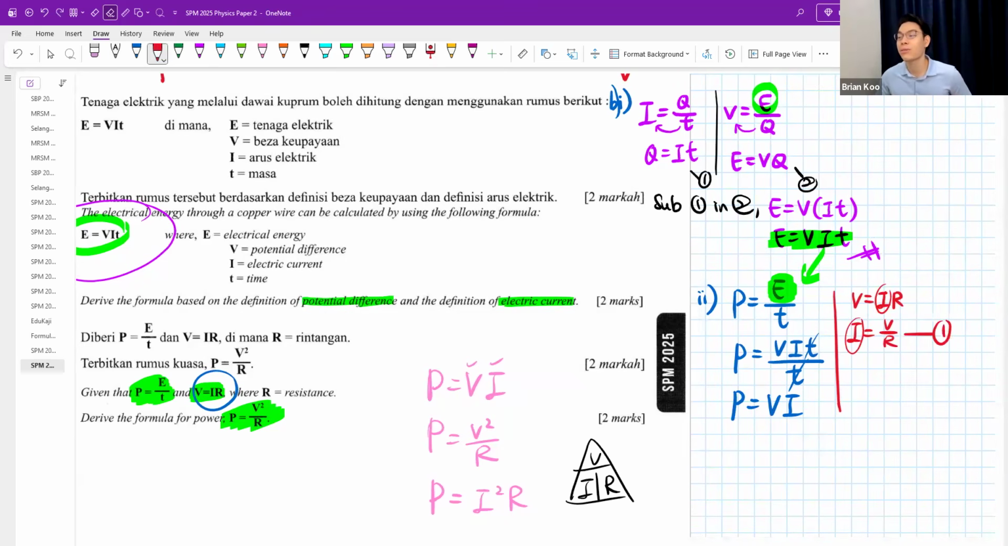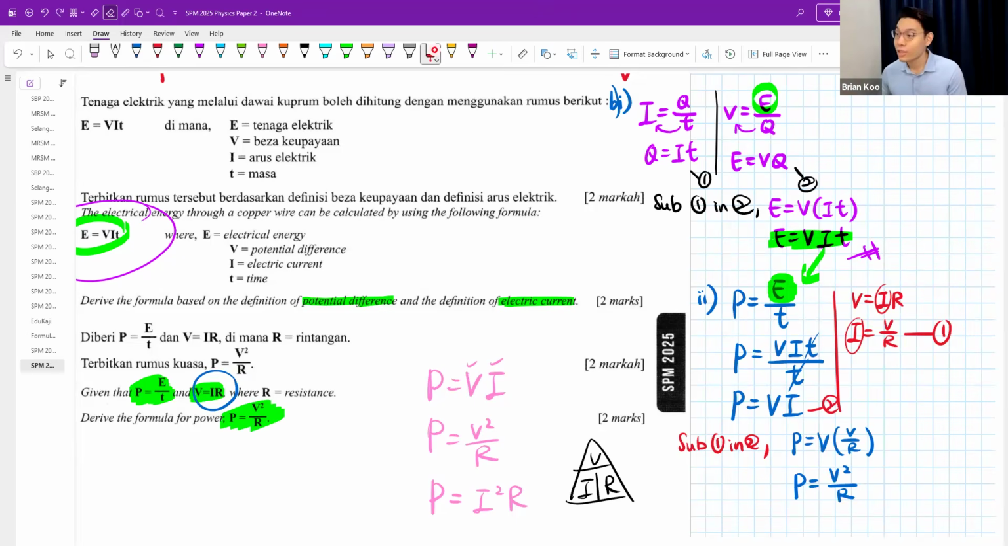You want to call this equation 1, can? You can call this equation 2 if you like. You can say I sub in 1 into 2. Okay, sorry. The I is equal to V over R, and therefore power is V squared over R. Done. Okay, just like that.